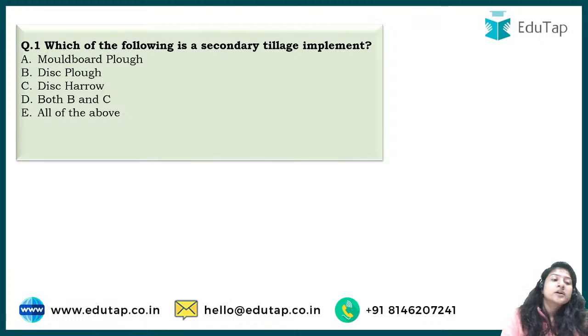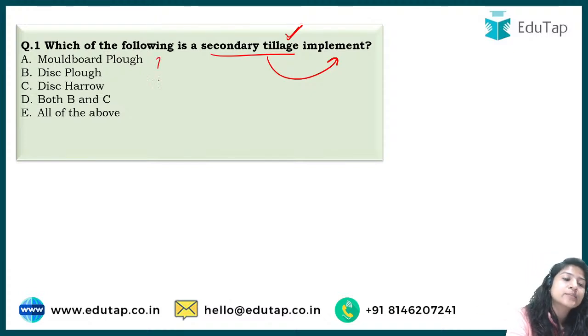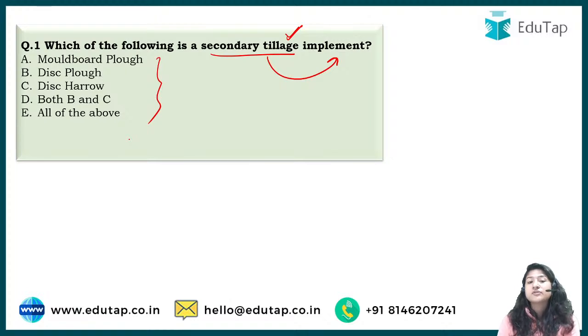Now, the first question says, which of the following is a secondary tillage implement? So what is tillage? I've already explained that in the previous lecture. If you haven't seen it yet, the link is given in the description box below. The question gives some implements, and you have to tell me which of the following is a secondary tillage implement. We will study these implements in detail when we do agriculture engineering, but for now, you have to tell this answer. Comment down below fast.